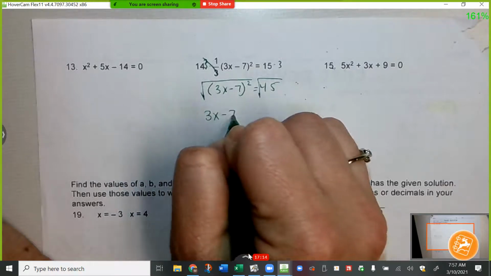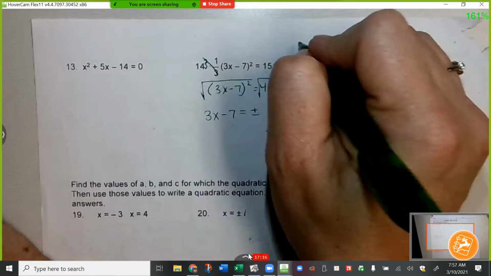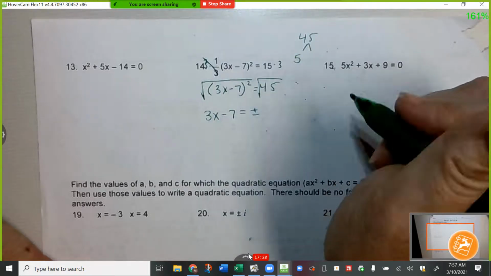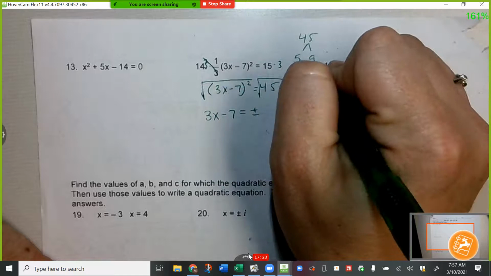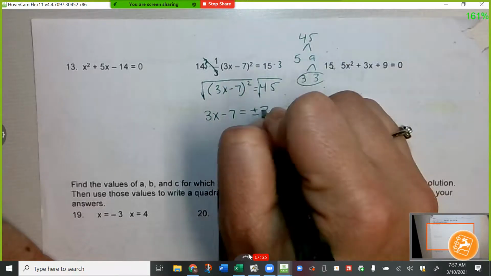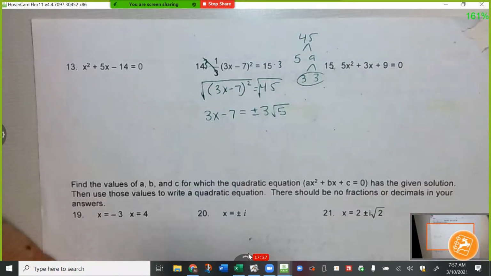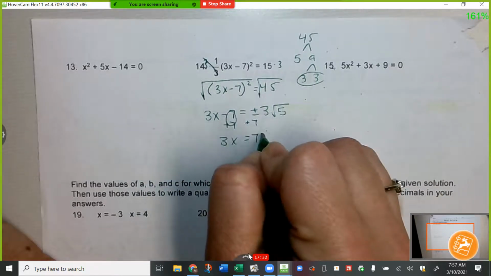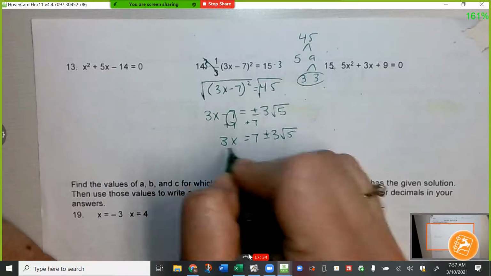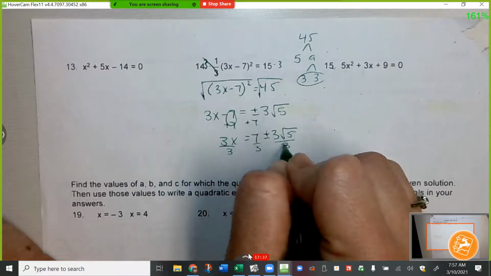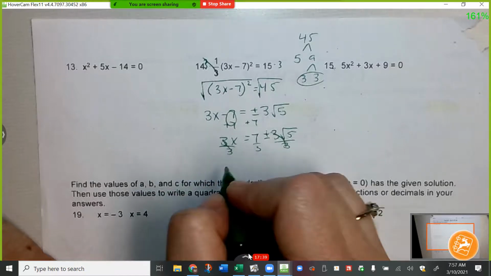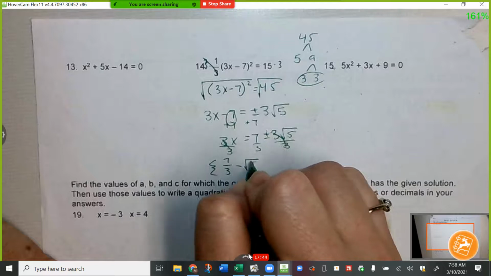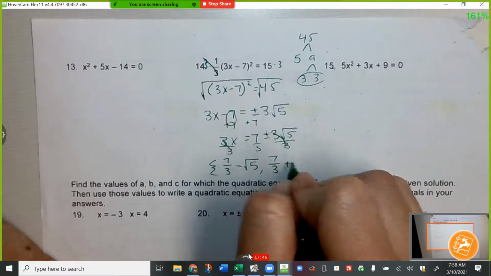3x minus 7 equals positive and negative, so it's going to be 3 square root of 5. Add 7 to both sides. 3x equals 7 plus or minus 3 square root of 5. Divide by 3. I'm going to separate because those can simplify. 7 over 3 minus square root of 5, 7 over 3 plus square root of 5.